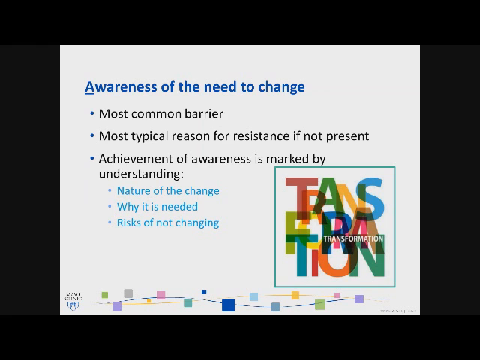So achievement of awareness is marked by understanding. We need to understand the nature of the change, why it is needed, and the risk for not changing. With this knowledge, we need to know what we can do to help others gain the confidence they will need to be successful. Helping those around you is very important.